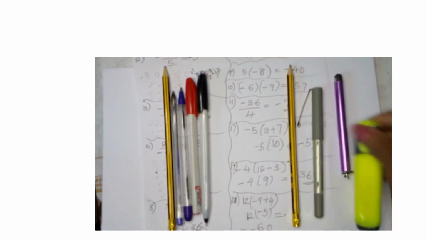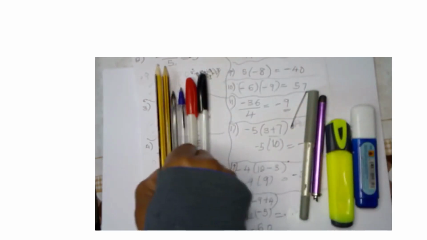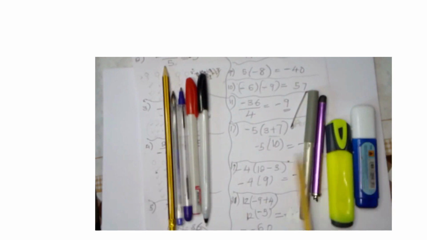So you add the total. Remove these people. Add the total. It will be 1, 2, 3, 4, 5, 6, 7, 8. So 2 times 4 is 8. That's the difference between multiplication and division. If you have any question, please let me know. That's the difference.